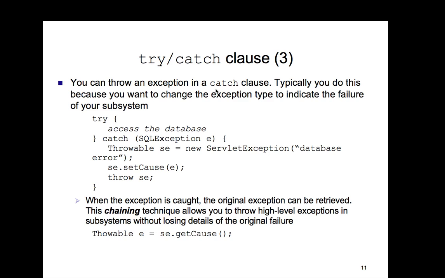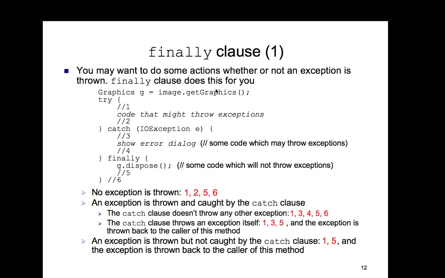So the exception is caught, the original exception can be retrieved. So we have a chaining technique, which allows us to throw high-level exceptions without the details of the original failure. So we can actually chain them and catch each one of the individual ones underneath them. So Throwable e, we get our getCause, which is essentially going to get all of the sub-exceptions that are thrown.